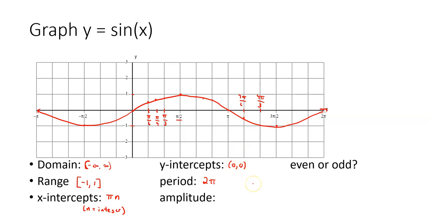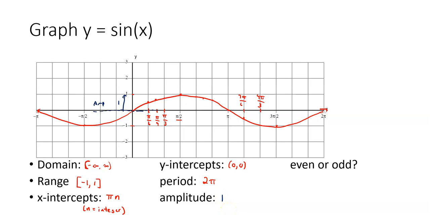We said the period was 2 pi because that's how long it takes before a cycle of the graph is complete. In other words, before it goes all the way up, all the way down, comes back to where it started. Amplitude, maybe that's a new word. Amplitude is how high the graph is from the center to the top. So if you look at my graph, it does go from -1 to 1, but this here is really the center of the graph. Sometimes we call it the midline. And so from here to the maximum is 1. So the amplitude is 1.